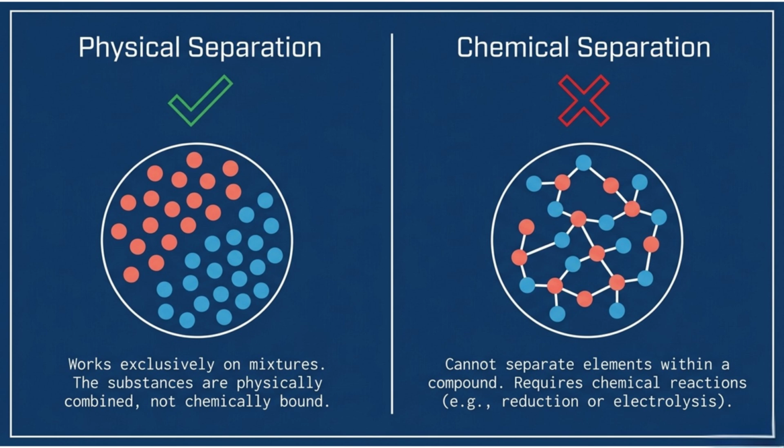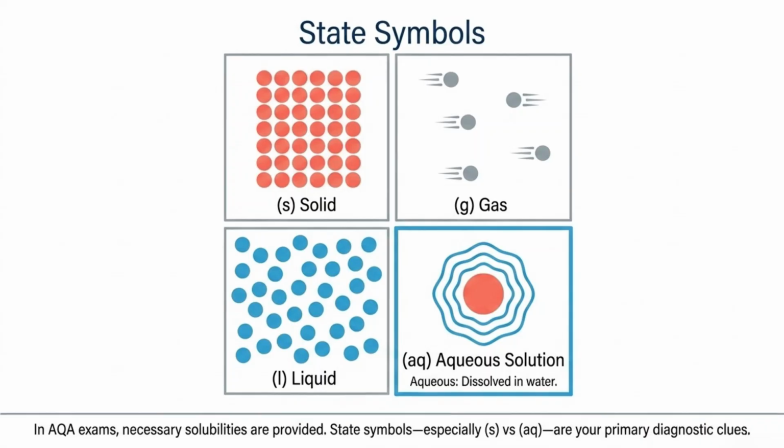To speak the language of the examiner, you have to master your state symbols. These are your primary diagnostic clues. S for solid and G for gas are straightforward, but the real trick is knowing the difference between L for liquid and AQ for aqueous.